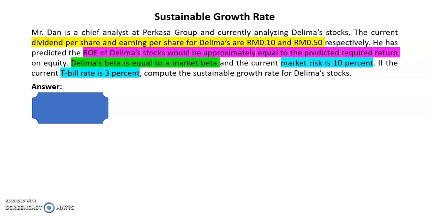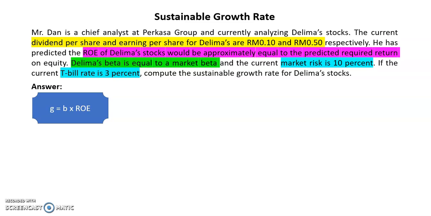So let us check what information is given by the question. Delima beta is equal to market beta. They also mentioned that the market return is 10% and the current treasury bill rate is 3%. Okay, let us compute the sustainable growth rate for Delima stocks. This is the formula for the sustainable growth rate.